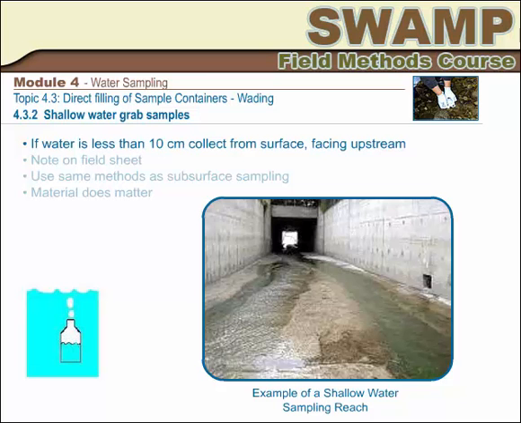Samples are collected from the surface when water depth is less than about 10 centimeters. Since the water chemistry is somewhat different on the surface when compared with the subsurface, sampling of shallow surface water should be noted on the field data sheet. Samples should be collected with the same methods as subsurface water samples unless the water depth is too shallow, and water must be poured from a small bottle to fill other, bigger sample containers. The material of the different containers does matter. Please move to the next screen for further details.